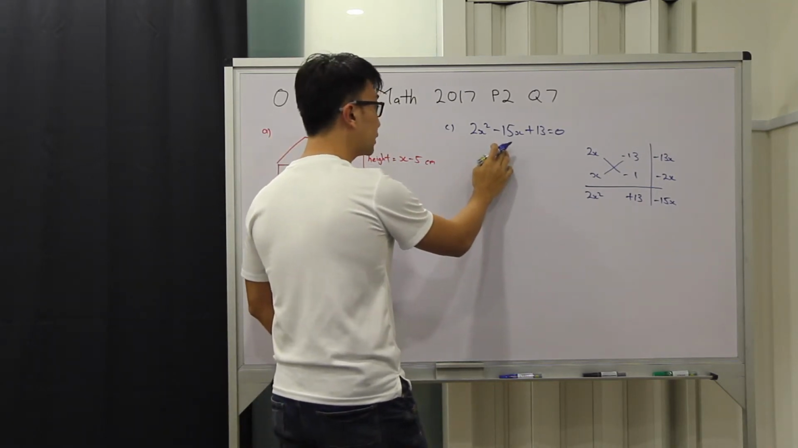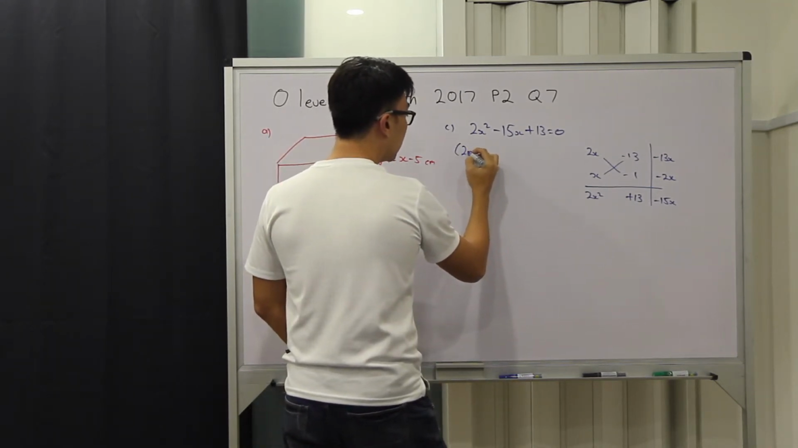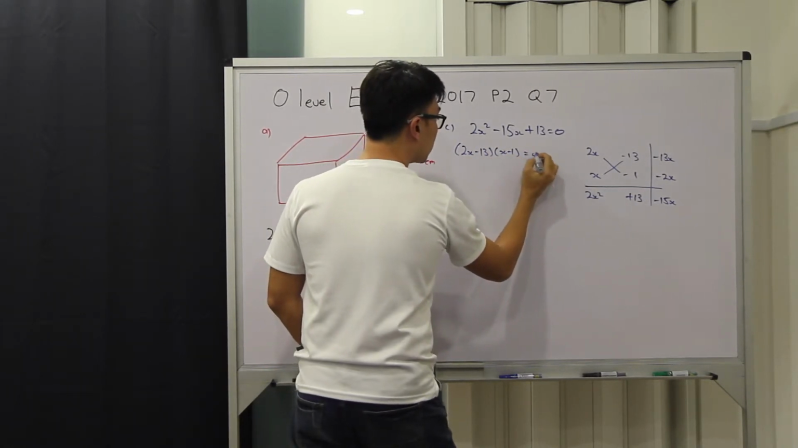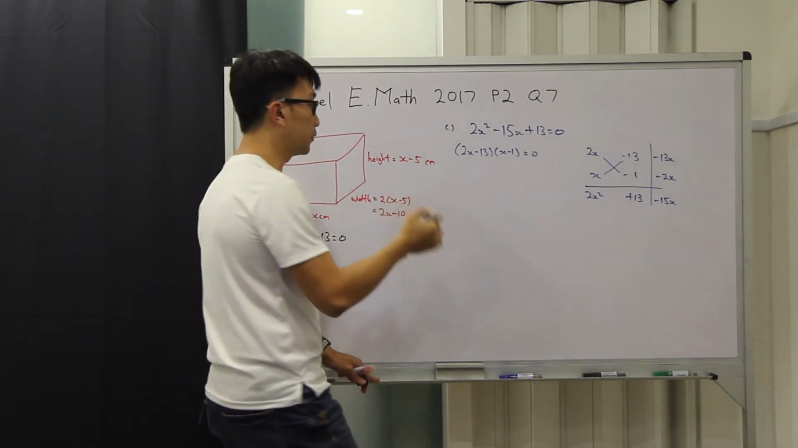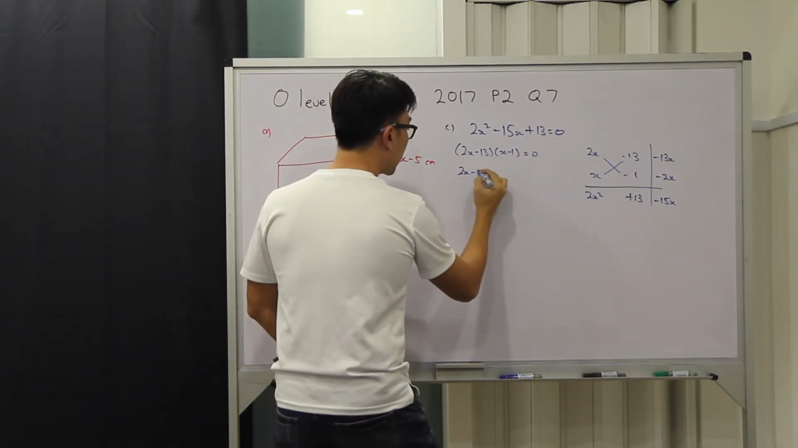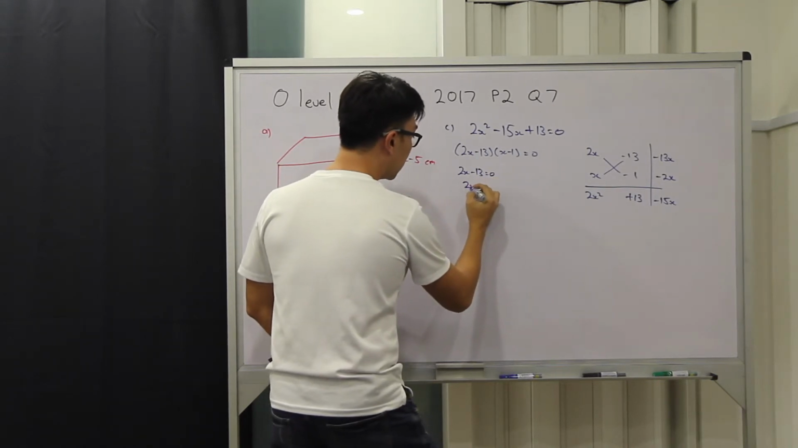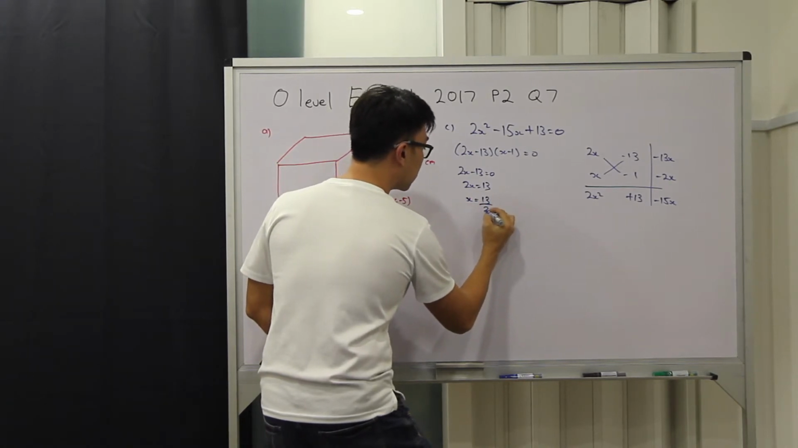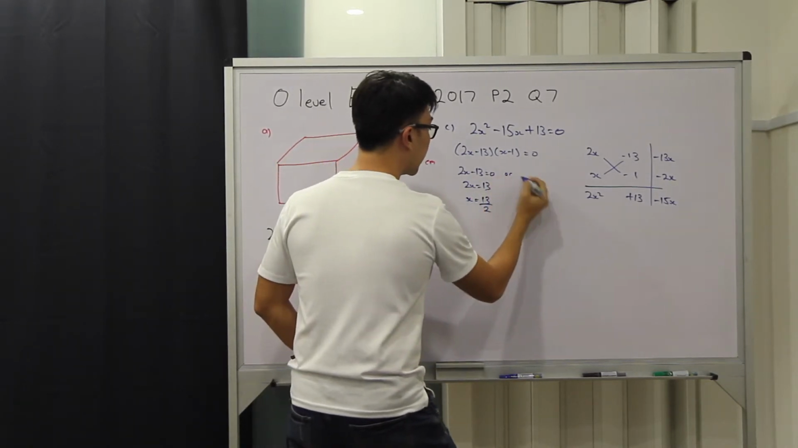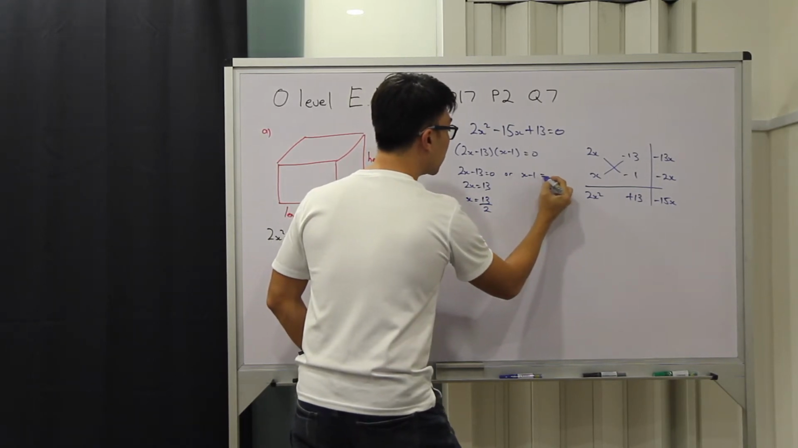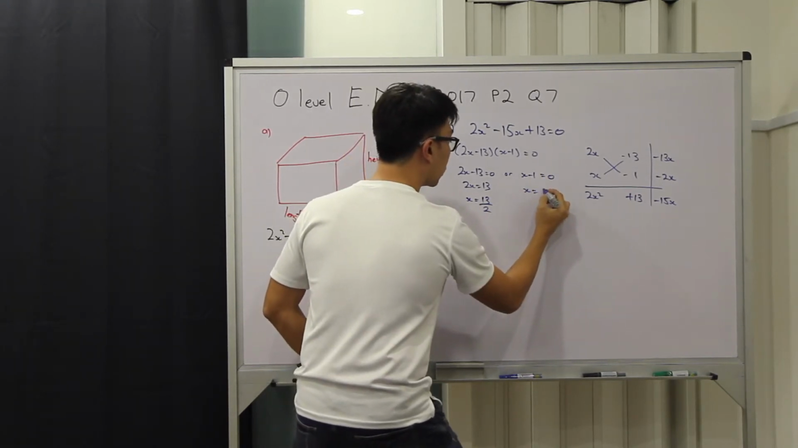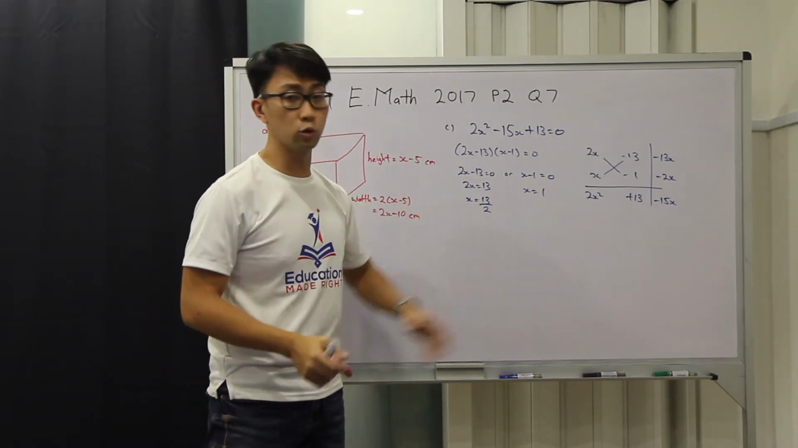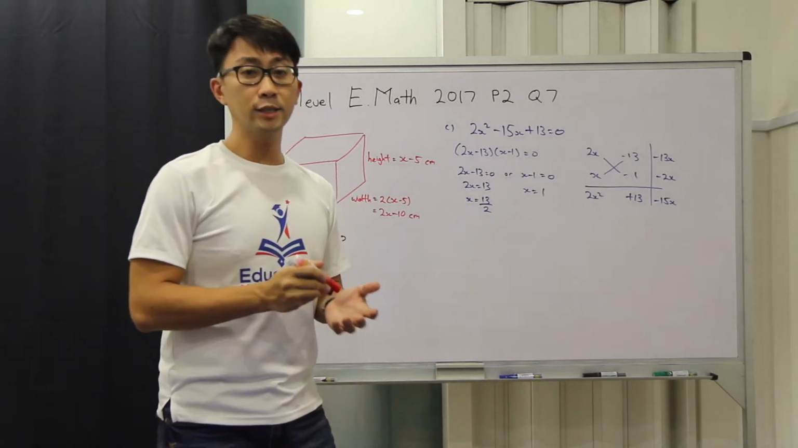So the factorization of this quadratic equation will give us 2x minus 13, x minus 1 equals 0. In order to further solve it, we'll have 2x minus 13 equals 0, 2x equals 13, and x equals 13 over 2. On the other side, we have x minus 1 equals 0, x equals 1. So for solving a quadratic equation, we have got two solutions. Let's look at part D.